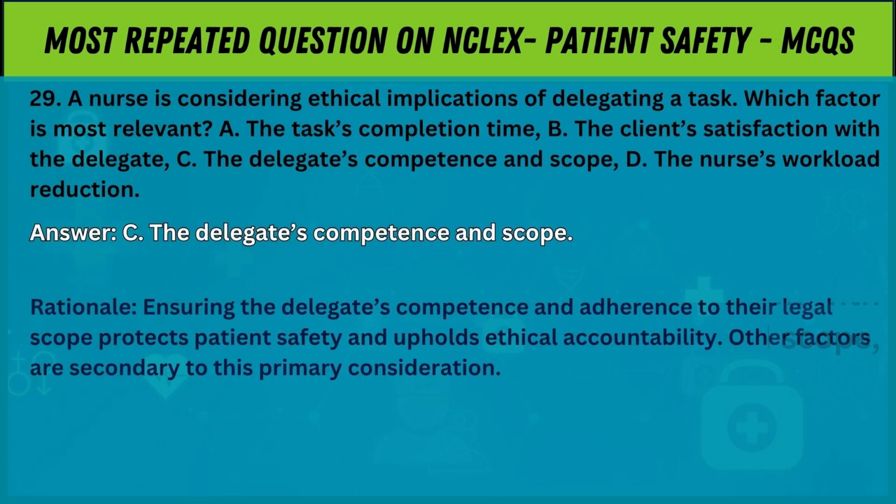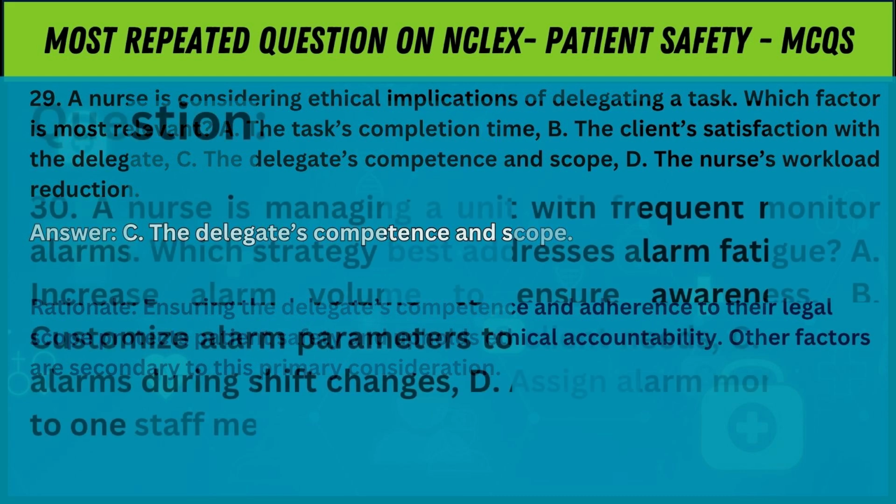Answer: C. The delegate's competence and scope. Rationale: ensuring the delegate's competence and adherence to their legal scope protects patient safety and upholds ethical accountability. Other factors are secondary to this primary consideration.